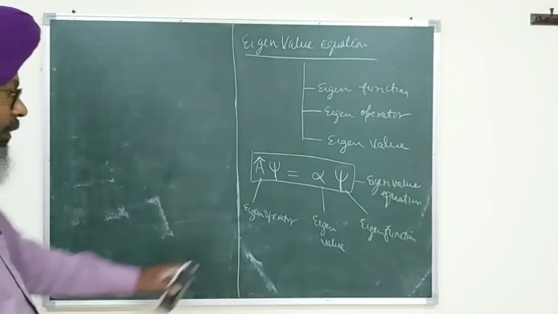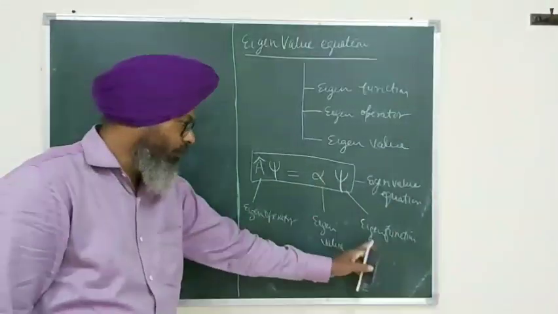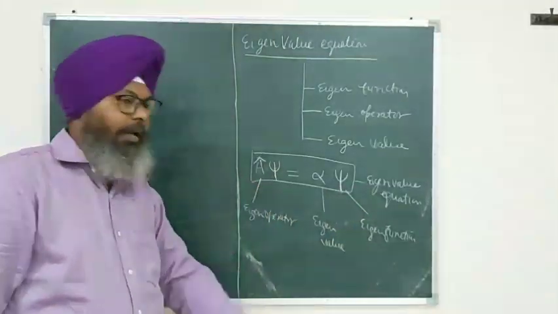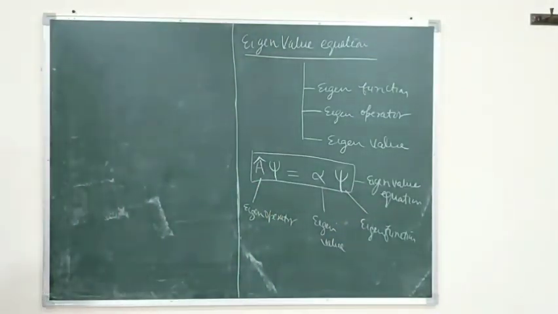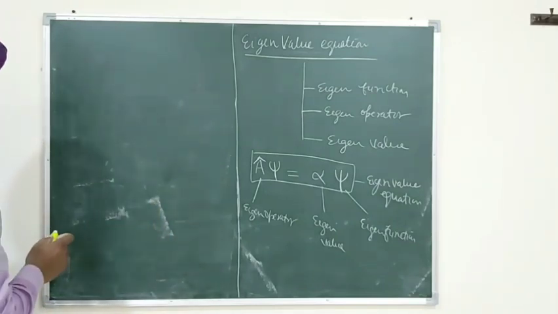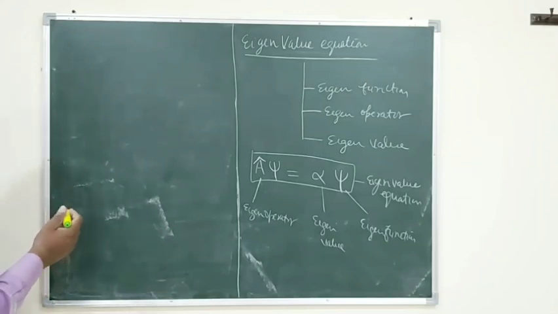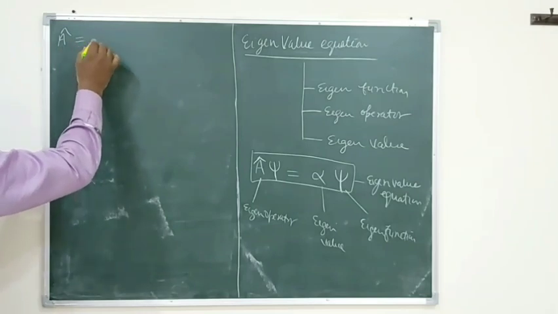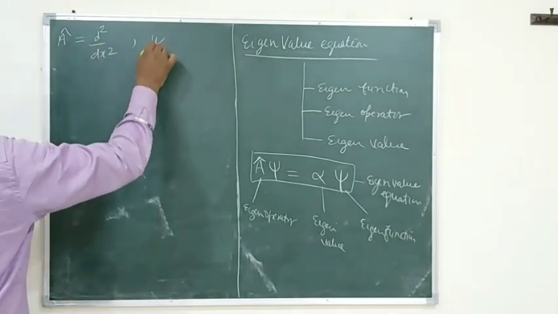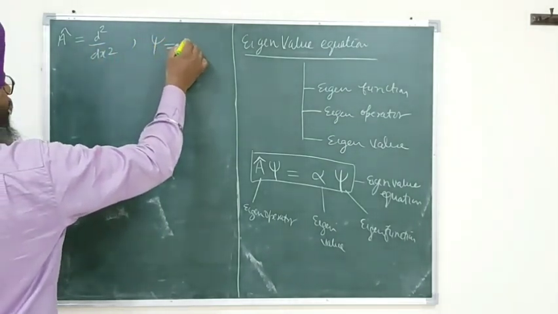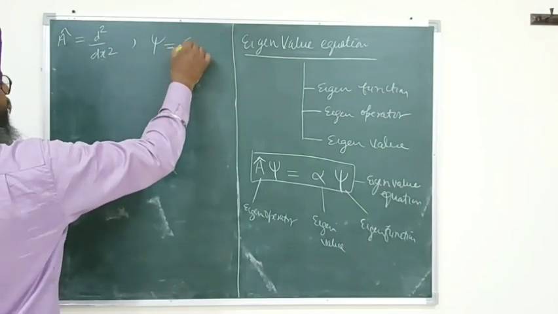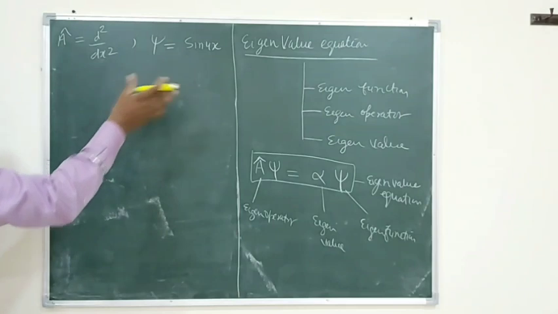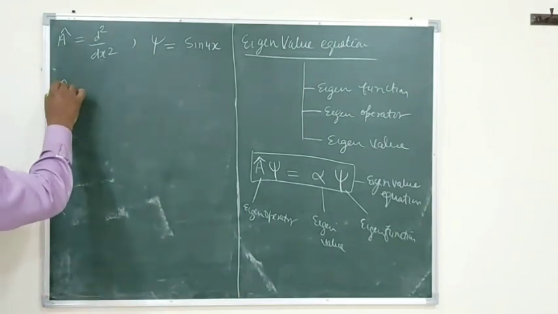So eigen operator, eigen value, eigen function, and this whole is called the eigen equation. Let us take some examples, and I will give some more minute details which students usually ignore. Let us take an example. Let us say A cap is equal to d2 upon dx2, and psi is equal to sine of 4x. I have already completed this example, I would just write this equation.